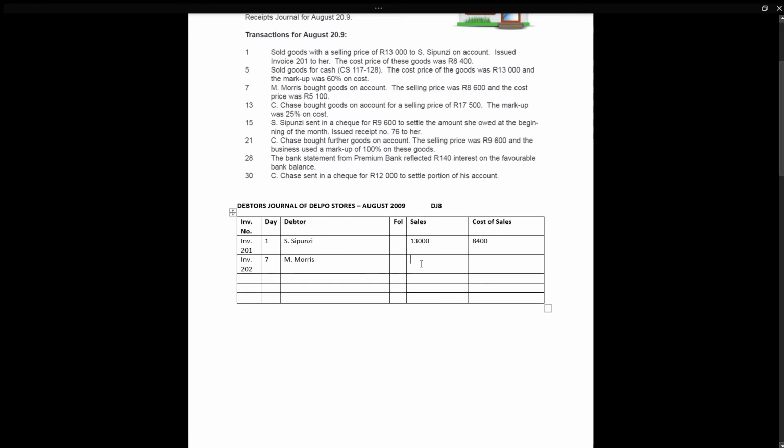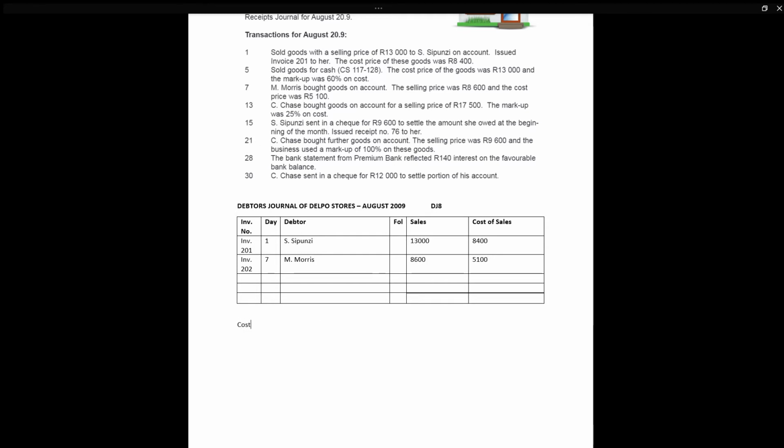The selling price they said was 8,600 and the cost price was 5,100. Right, then on the 13th, C. Chase bought goods on account for a selling price of 17,500. The markup was 25% on cost. Right, so they gave us selling price. We need to calculate cost price.